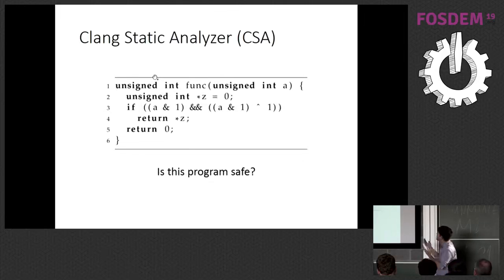So let's start with an example here. It's a very simple function. We have a pointer set to 0. We have a branch and a dereference. Otherwise, it returns 0. Is this program safe?